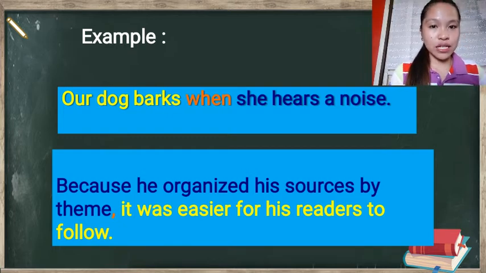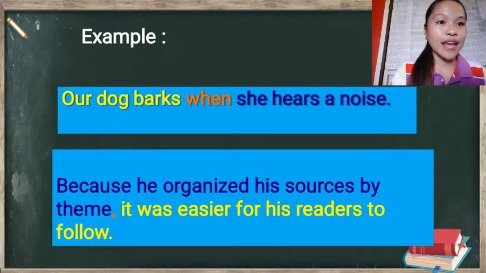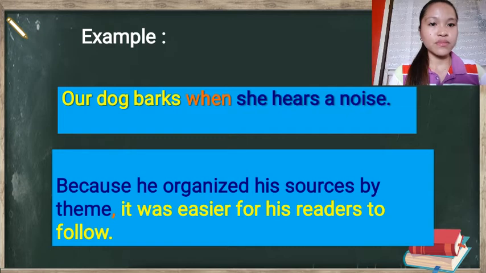Another example is because he organized his sources by theme, it was easier for his readers to follow. So in this example, the sentence begins with a dependent clause. So again, in beginning with a dependent clause, we should put a comma after it before we write the independent clause. So that's it. Is it clear?